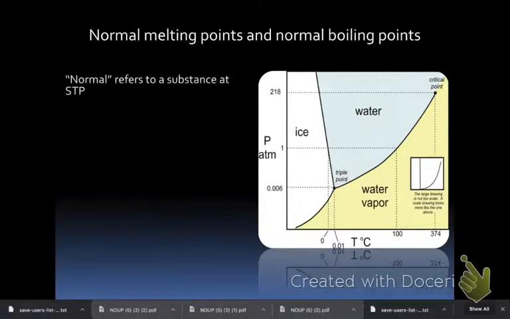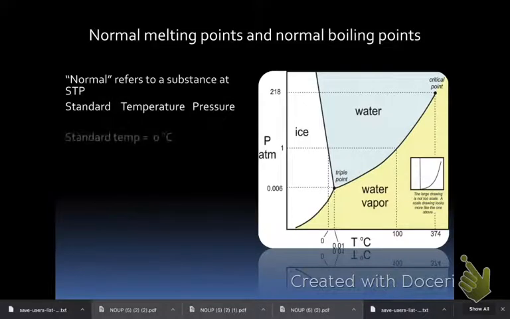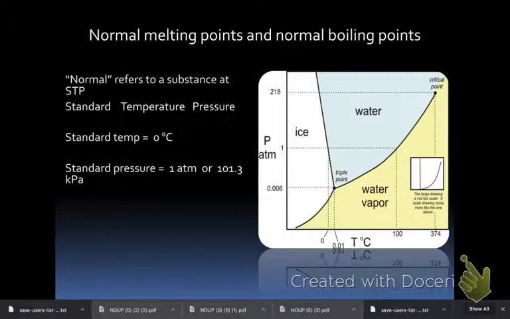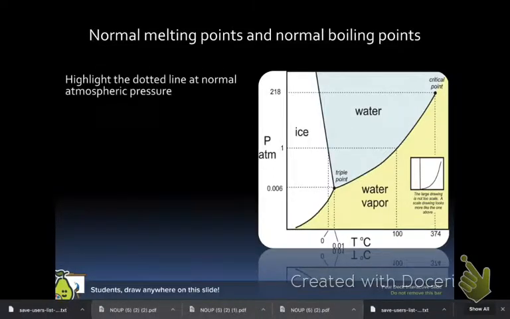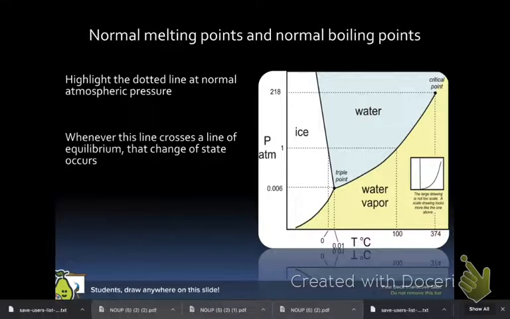So normal refers to a substance at STP, standard temperature and pressure. Standard temperature is 0 degrees Celsius. Standard pressure is 1 atmosphere. But when we're talking about boiling and melting points, we're looking mostly at that pressure. So highlight the dotted line at normal atmospheric pressure. So that would be, remember, normal is this one. And whenever that line crosses a line of equilibrium, that change of state is going to occur.